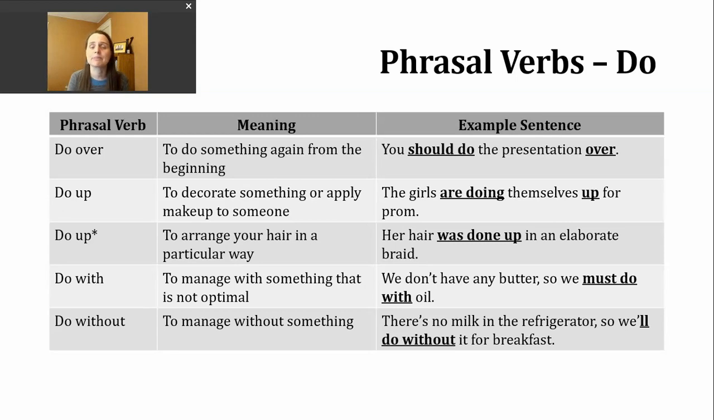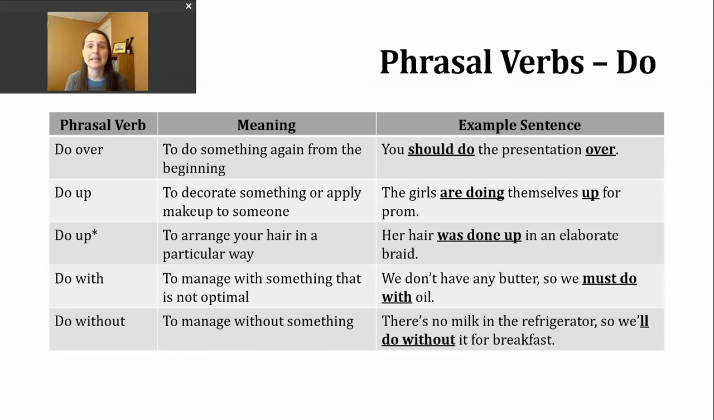The last phrasal verb we're going to look at today is to do without. And this means that you are managing without something. So in the last example sentence, we were working with something that wasn't exactly right. Now in this next one, we're going to have to work without something completely. So here's an example of that. There's no milk in the refrigerator, so we'll do without it for breakfast. So this means we're going to continue making breakfast, but we're not going to use that.